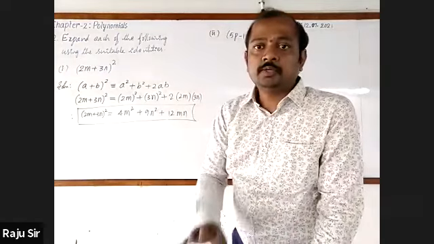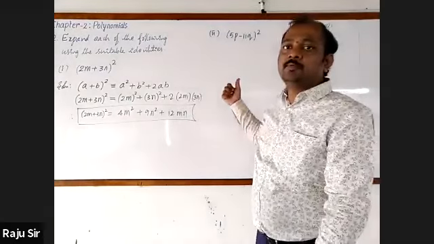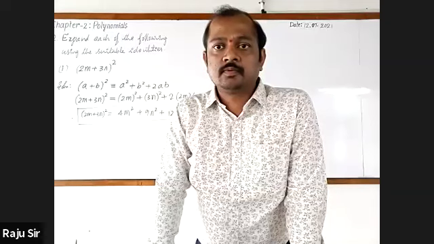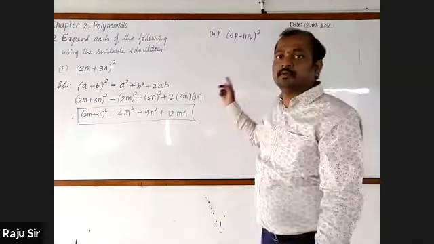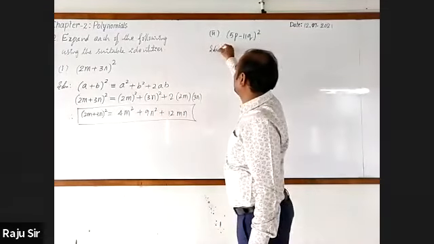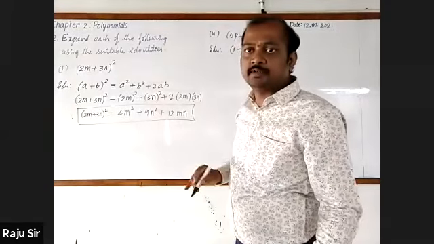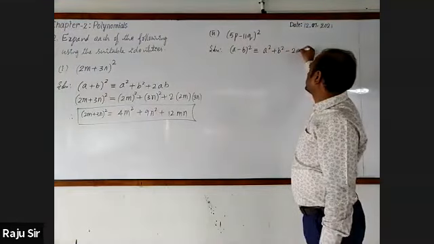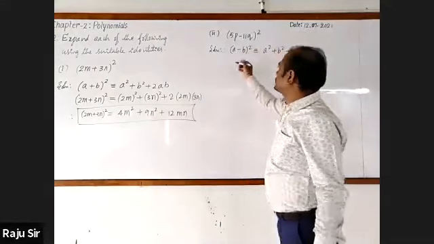(a - b). Wait. Tanesh, could you tell it is in the form of which identity? Which identity? (a - b) whole square. Very good. Right. (a - b) whole square. Tanesh, expand this. a square plus b square minus 2ab. Now go for substitute.